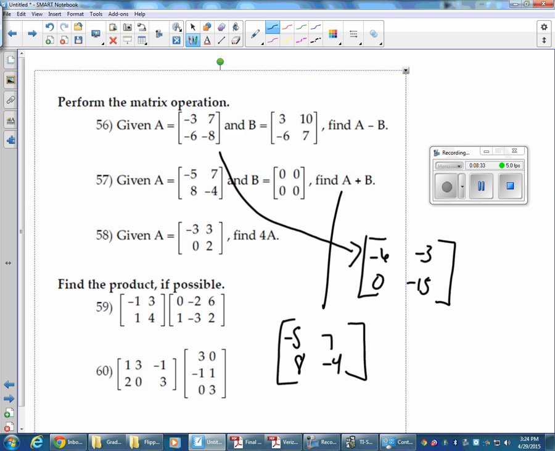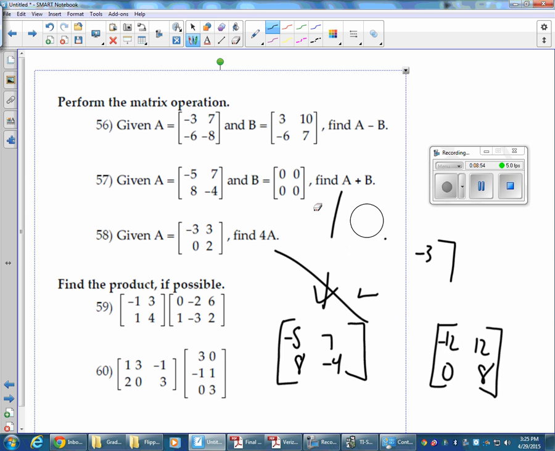That's A plus B. And then 4 times A, this is called scalar multiplication. And all you do is take every number inside this matrix and multiply it by 4. So negative 3 times 4 is negative 12. 3 times 4 is 12. 0 times 4 is 0, and 2 times 4 is 8. That's how you add, subtract, and do scalar multiplication. Alright, let me clean this off here.